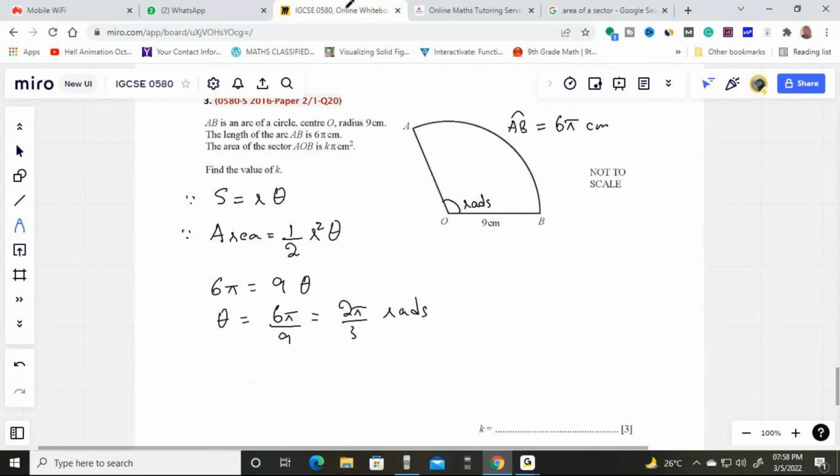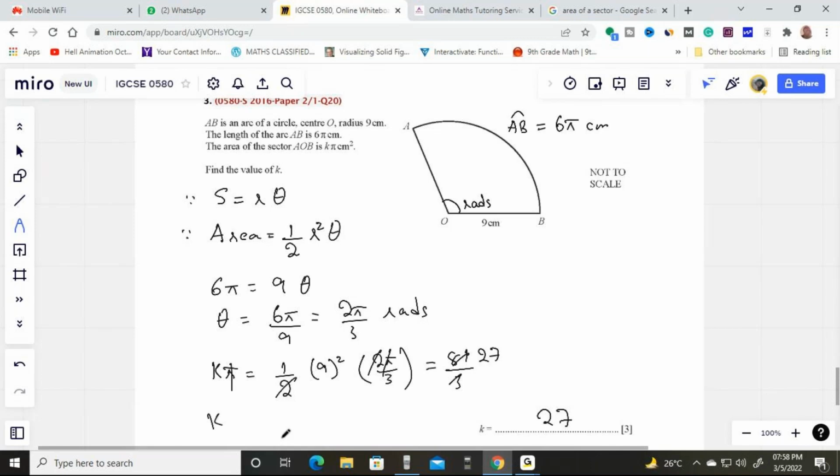Okay. So now my area is k pi and is equal to 1 half r squared times 2 pi by 3. Now pi and pi get cancelled. 2 and 2 get cancelled. 81 by 3 is 27. So k value is coming out to be 27.